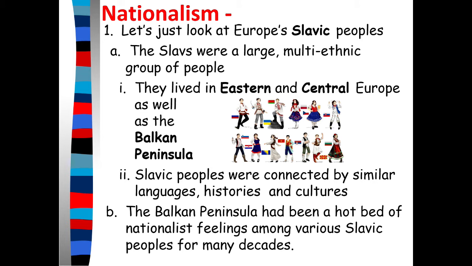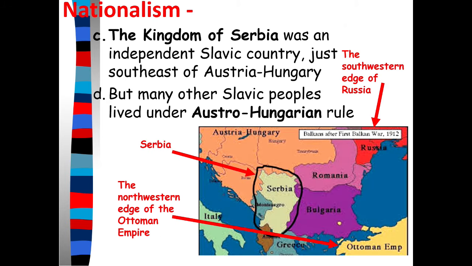And the Balkan Peninsula had been a hotbed of nationalist feelings among various Slavic peoples for many decades leading up to World War I. The Kingdom of Serbia was an independent Slavic country just southeast of Austria-Hungary. But many other Slavic peoples lived under Austro-Hungarian rule.